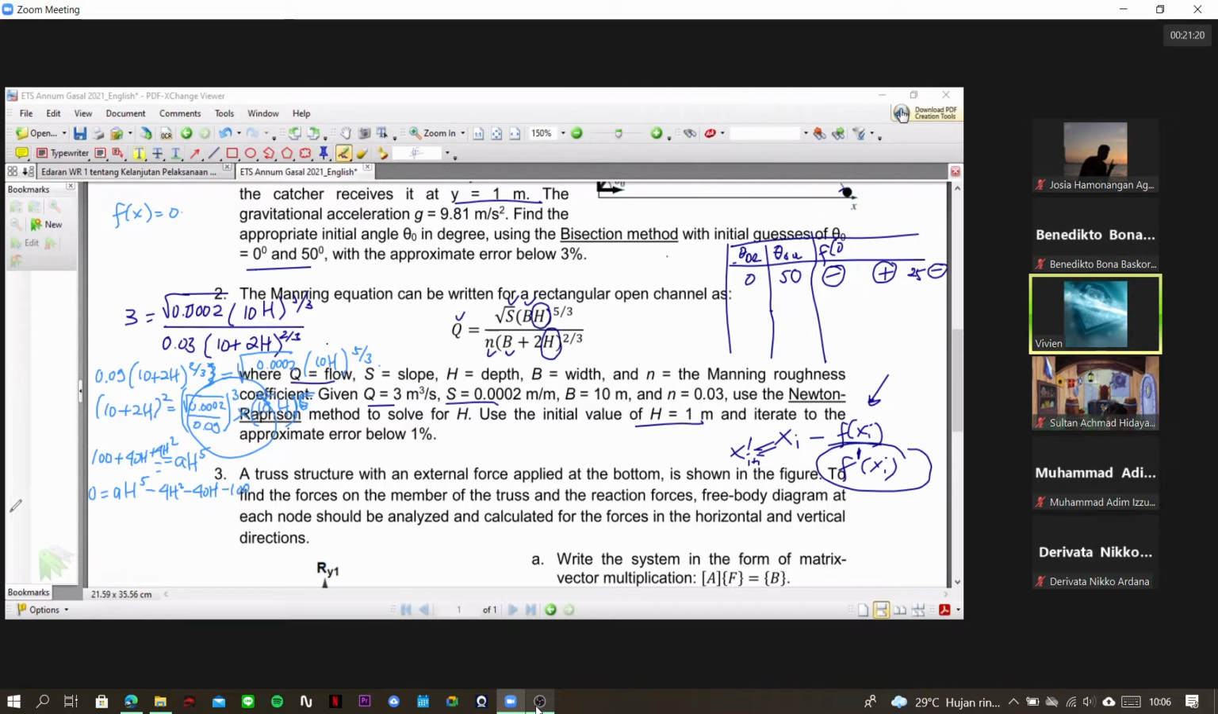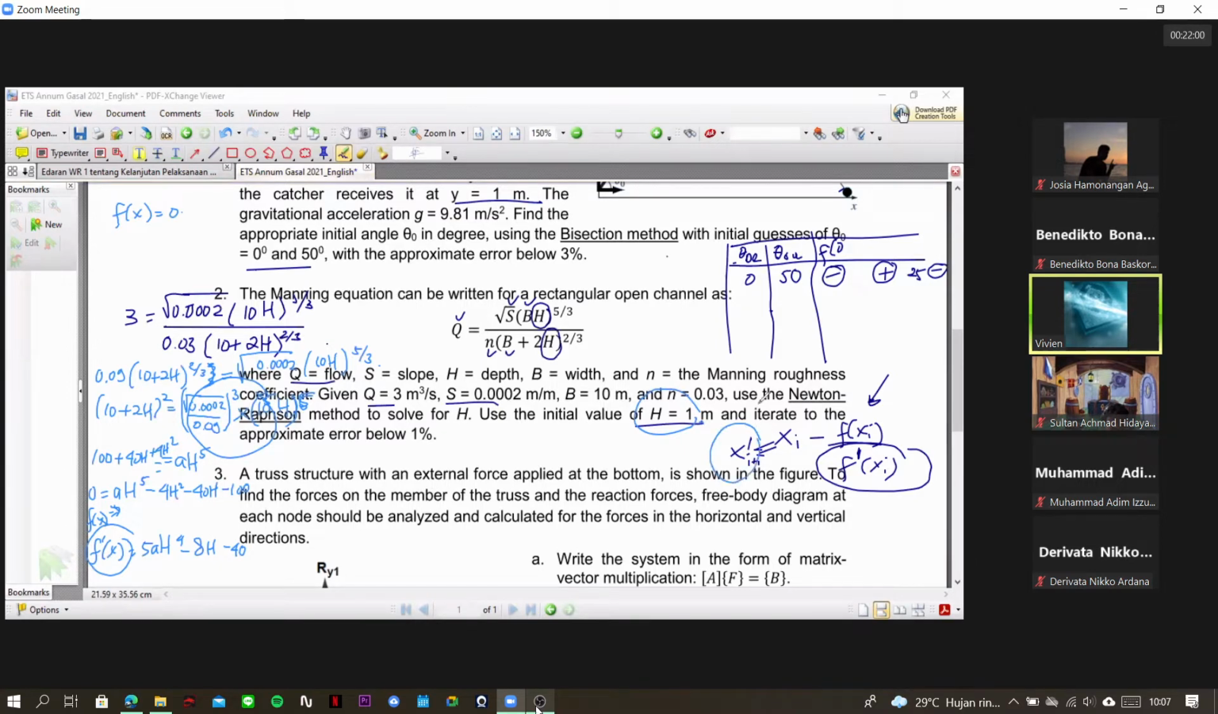So this will be f(x), and f(x) will be equal to 0. Once we have f(x) defined, we can find f'(x). So f'(x) will be 5a h to the power of 4 minus 8h minus 40. If we have the initial value of 1, we can insert this and find f'(x) and also f(x). So we insert it there, and this is x_i minus f(x) over f'(x_i), so that we have the new value for the root.